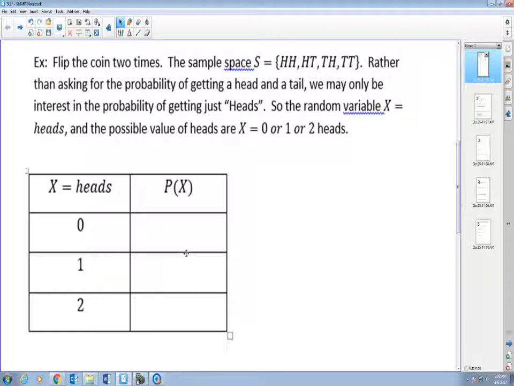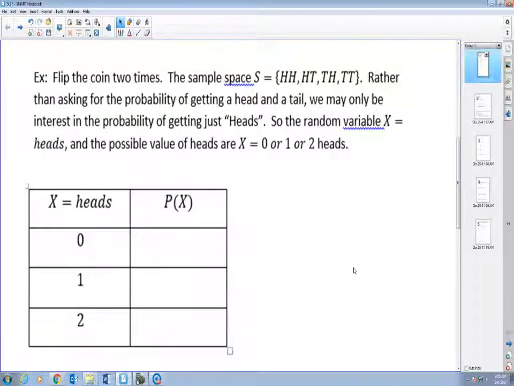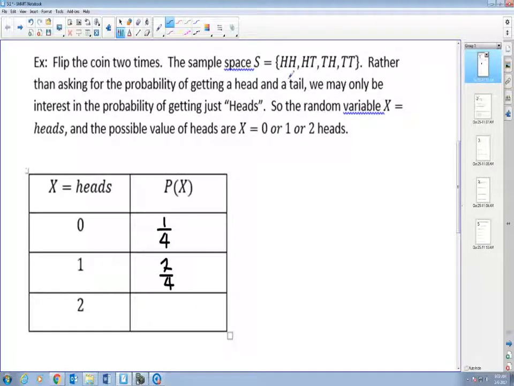Alright, so what is my probability of getting 0 heads? If you look at the sample space, okay, out of the 4 possible outcomes, the chance to get no head has to be getting both tails, so that has to be 1 out of 4. Alright, so that means there's one way to get 0 heads out of 4 possible outcomes. To get just 1 head, that will be head, tail, and tail, head. That has to be 2 ways out of the 4. To get 2 heads, that will be 1 way out of the 4.